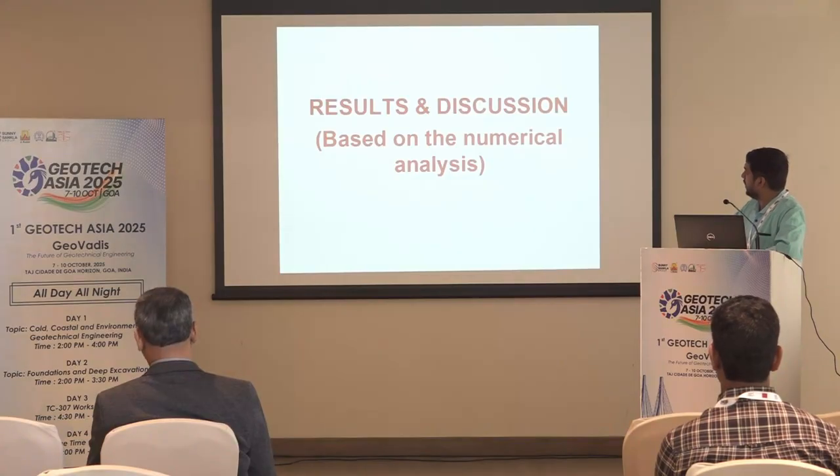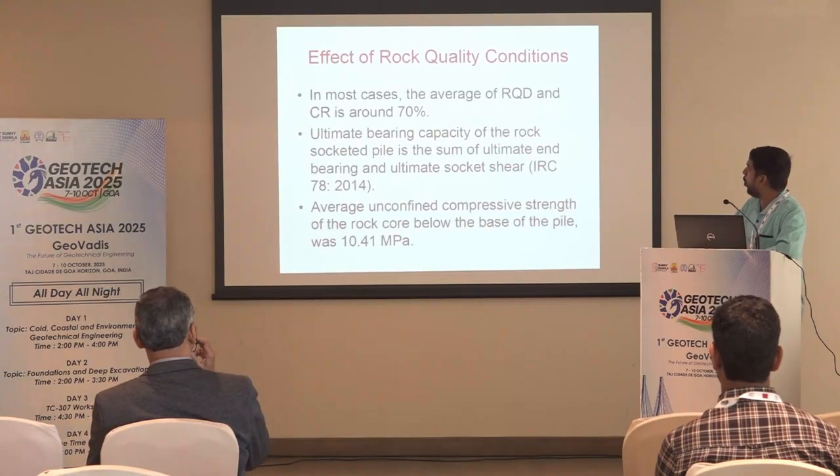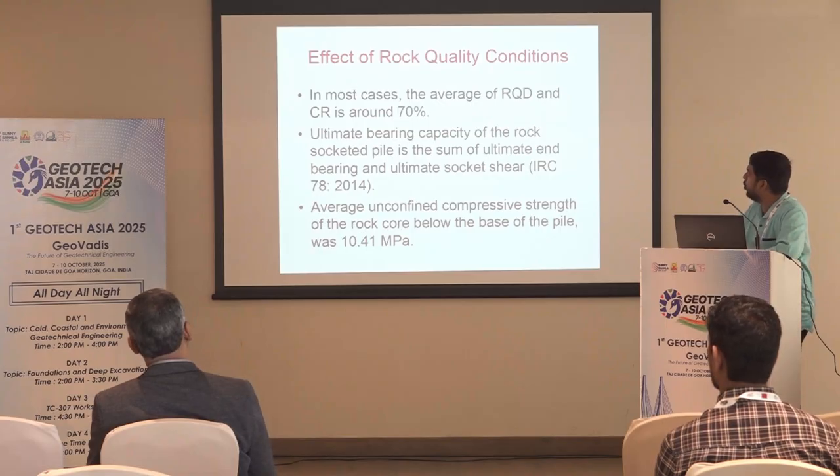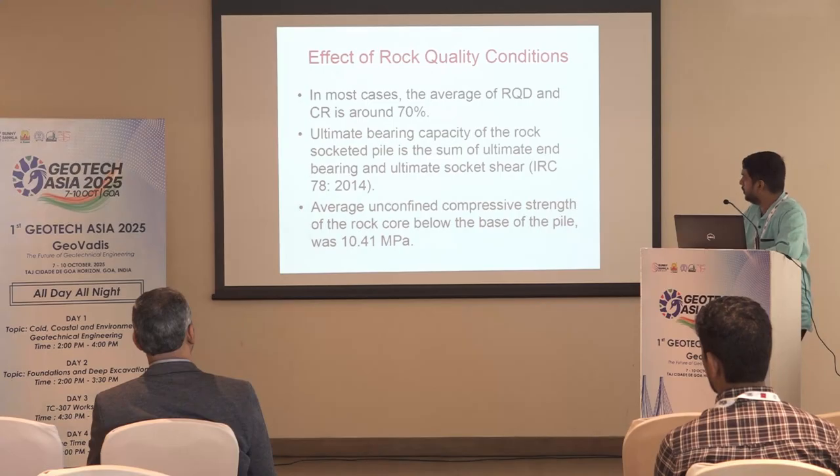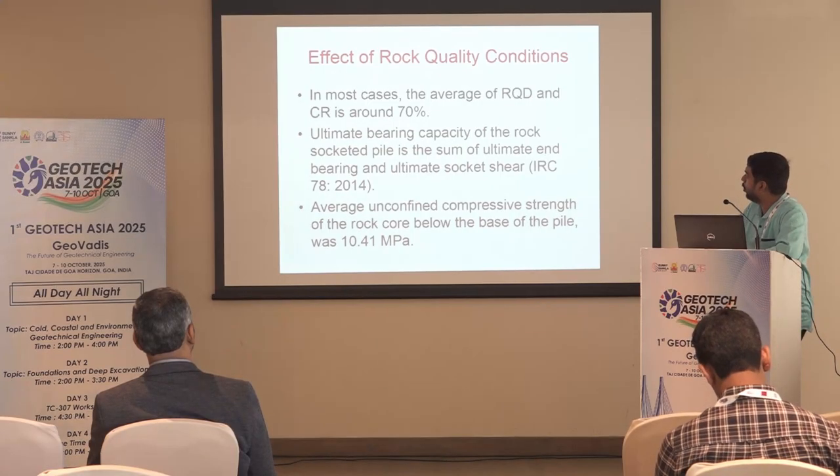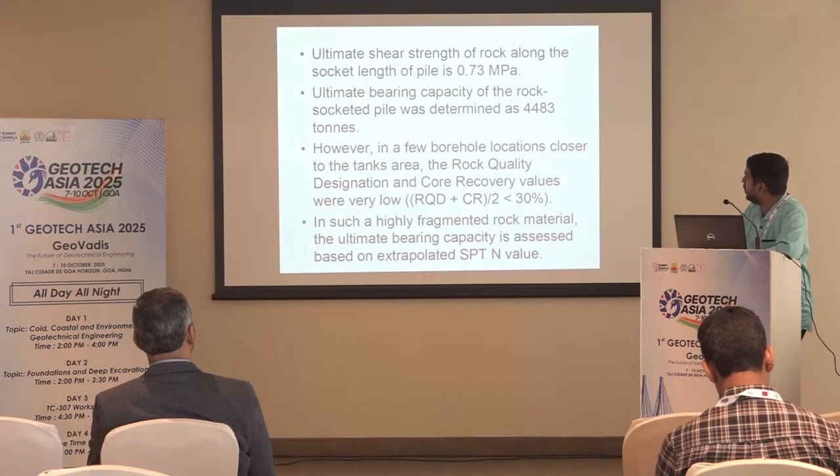Now coming to the results and discussion, if you see the effect of rock quality condition, the average of RQD and core recovery was around 70%. Now if we calculate the ultimate bearing capacity of this rock socketed pile based on IRC 78/2014, it will come around 4,483 kilonewton. Sorry, it is kilonewton.